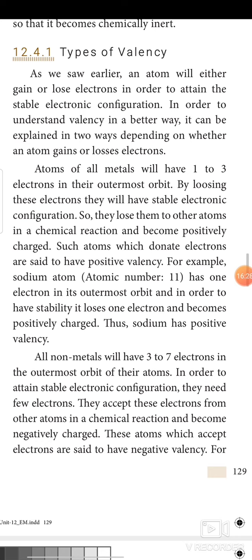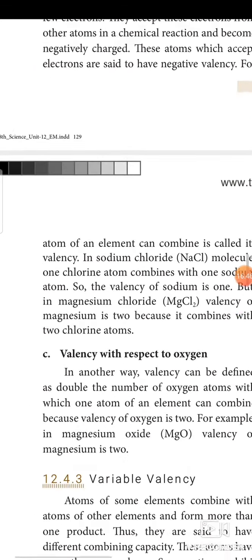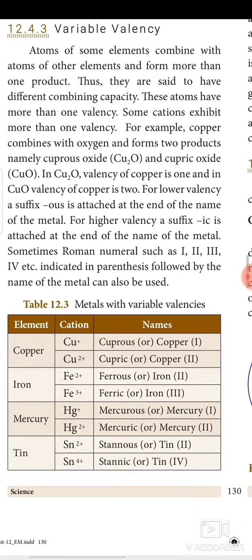Valency with respect to atoms. So, the valency of an element is also determined with respect to other atoms. Generally, the valency of an atom is determined with respect to hydrogen, oxygen and chlorine. Valency with respect to hydrogen, chlorine and oxygen has been explained in your book clearly. You might have gone through that.